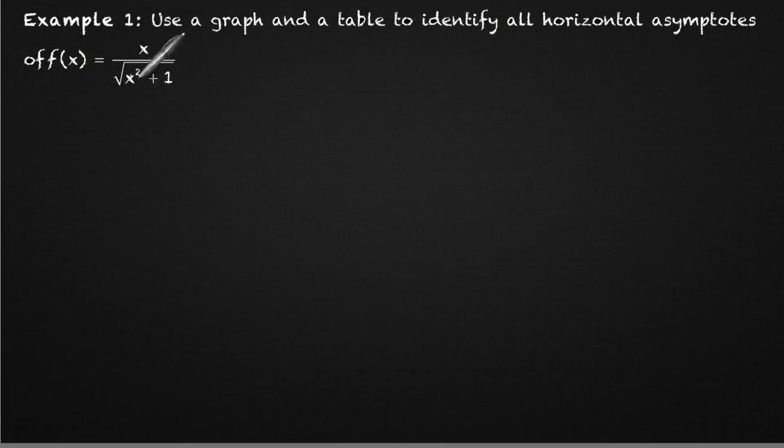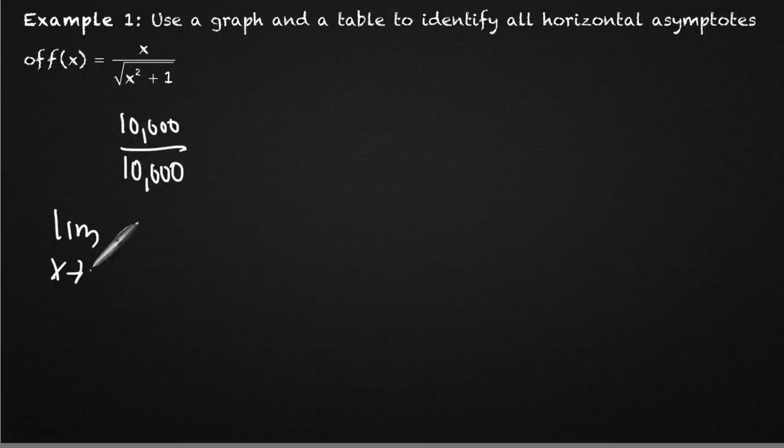So in this particular example, if we let x approach infinity, let's just say for the sake of argument, we plug in 10,000 on the top. On the bottom, we have 10,000 squared plus 1. The plus 1 is going to be negligible compared to 10,000 squared, so we can ignore that. So if you have 10,000 squared and then you square root it, you get 10,000 again. So you can see here that as x approaches infinity, f of x is approaching the number 1.